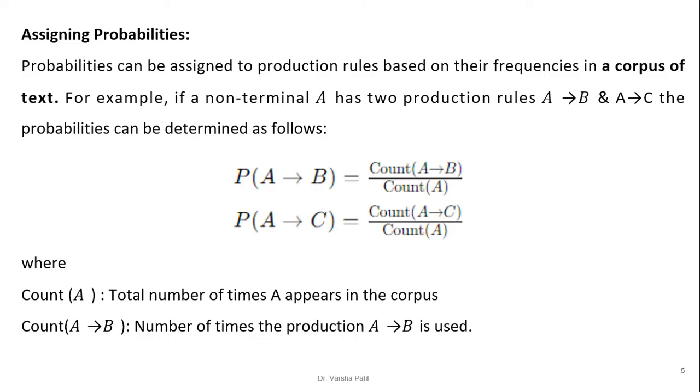The probabilities can be assigned to production rules based on their frequencies in a corpus text. For example, if a non-terminal A has two production rules, A gives B and A gives C, then the probability can be determined as the count of A gives B divided by the count of A. That is nothing but the probability of A given B, that is, how many times A and B appear simultaneously in the corpus divided by how many times A appears in the corpus. These formulas are very similar to the support that we used in frequent pattern mining.